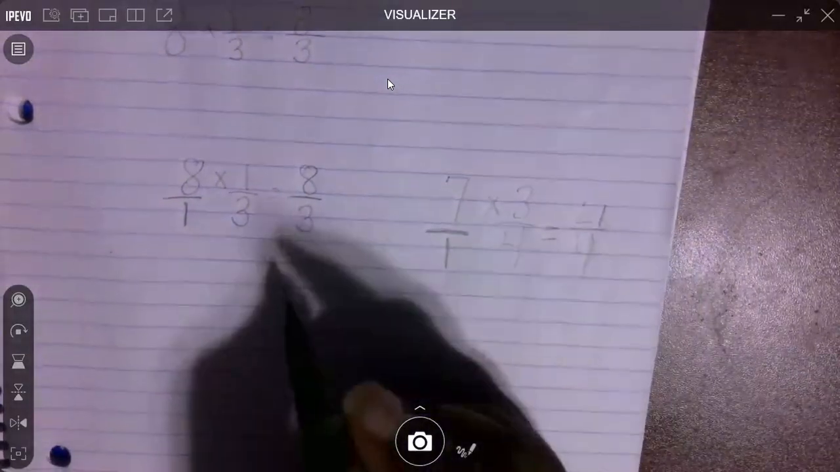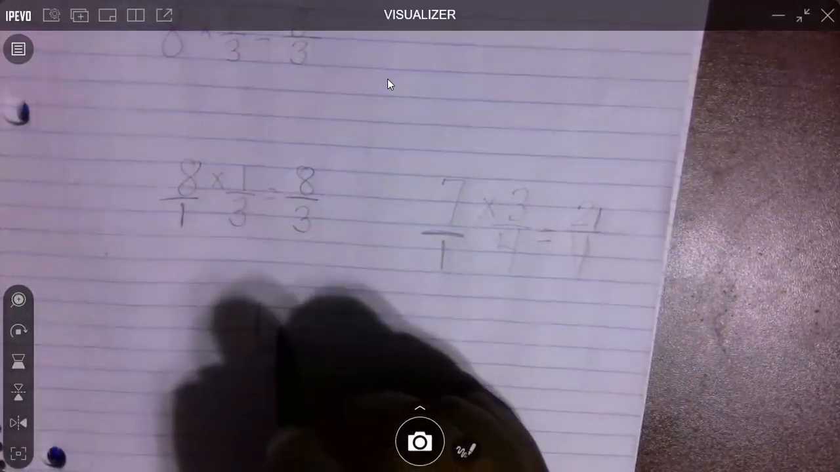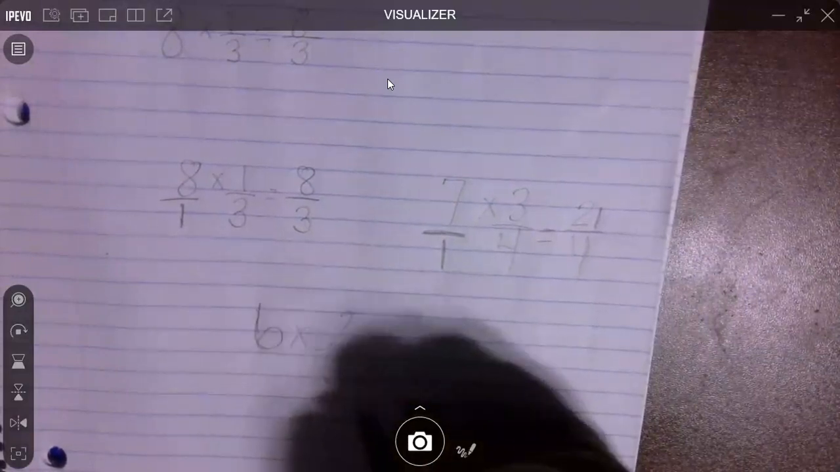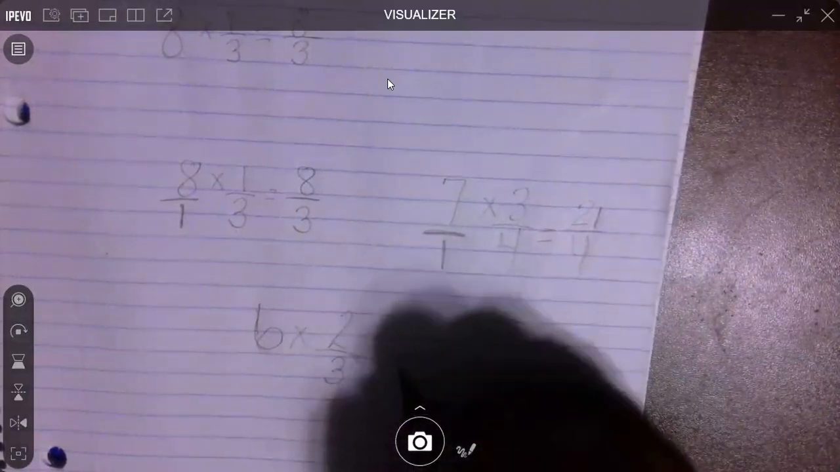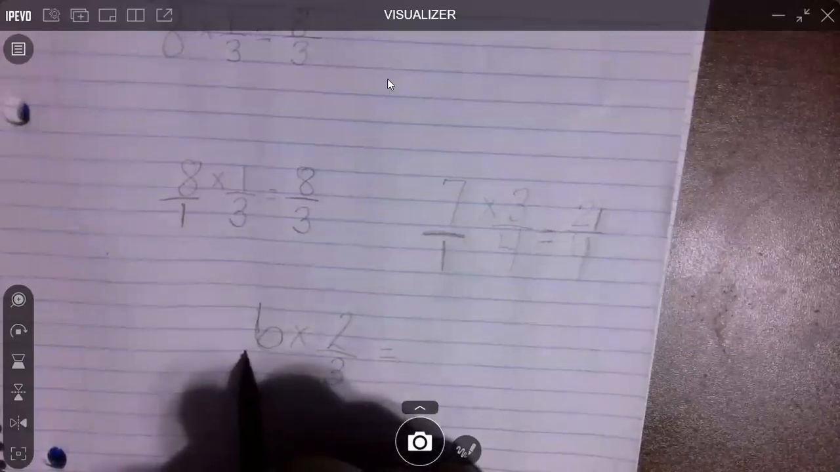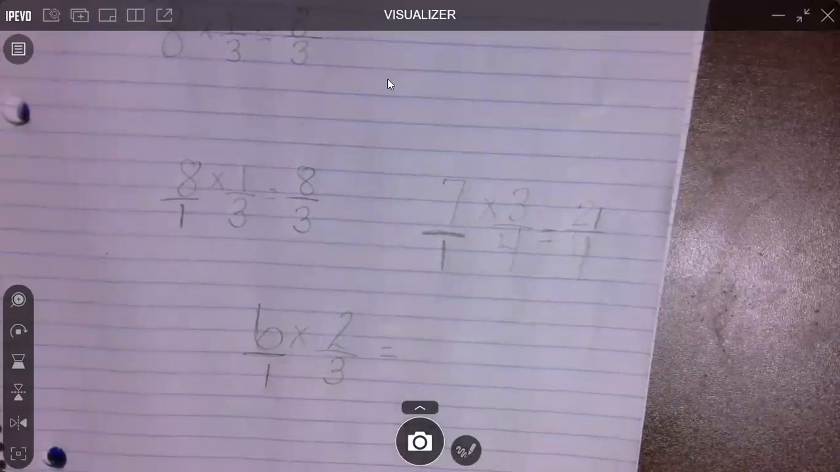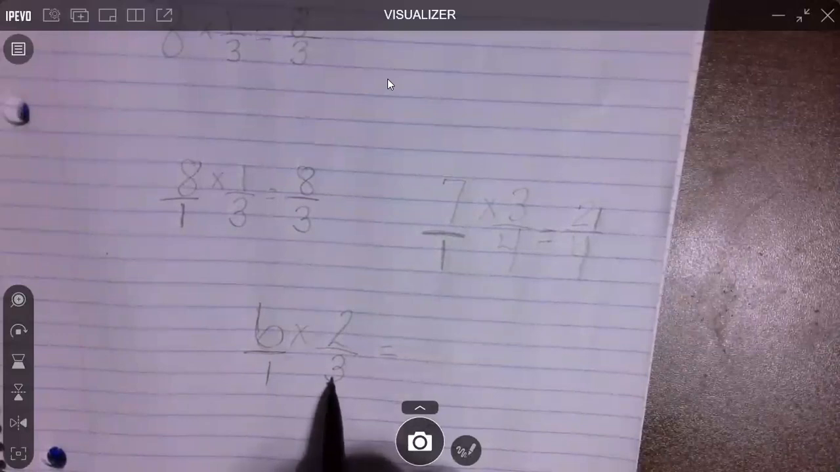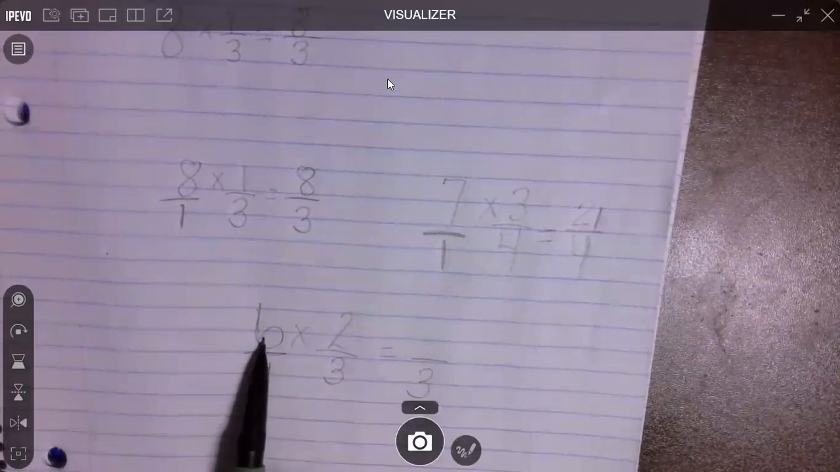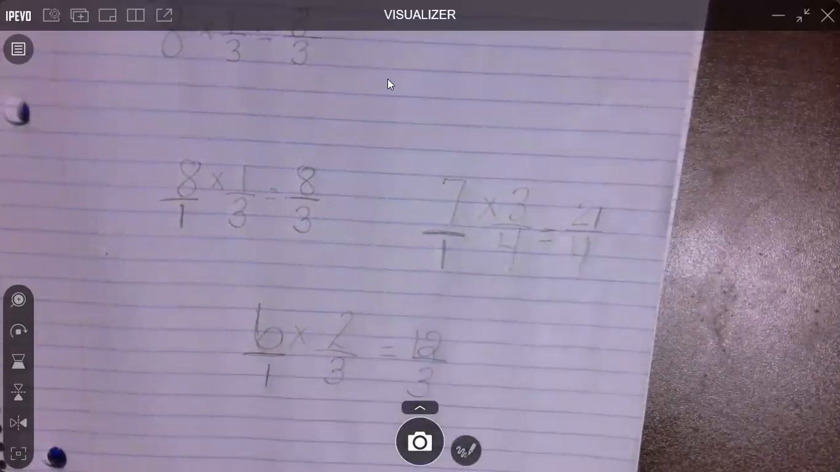So let's try one more. Let's do 6 times 2/3. Again, the strategy we're going to use is to change our whole number to a fraction. So I'm going to add a fraction bar underneath the 6 and add a 1 as my denominator. Then I'm going to multiply denominator times denominator, 1 times 3 is 3. Then I'm going to multiply numerator times numerator, and 6 times 2 is 12.